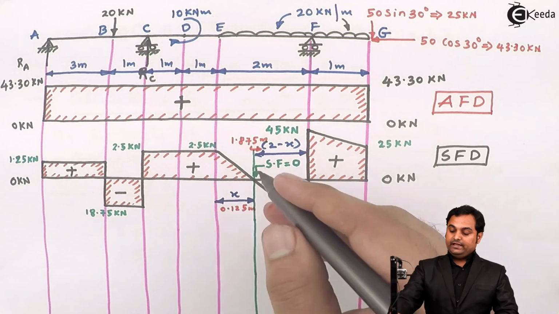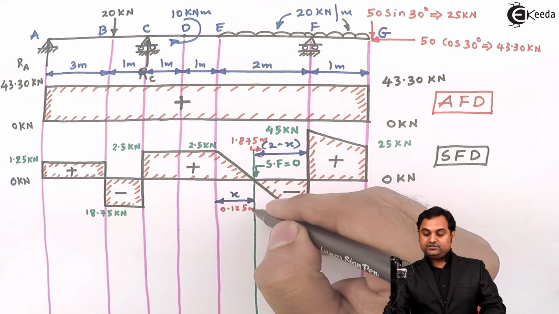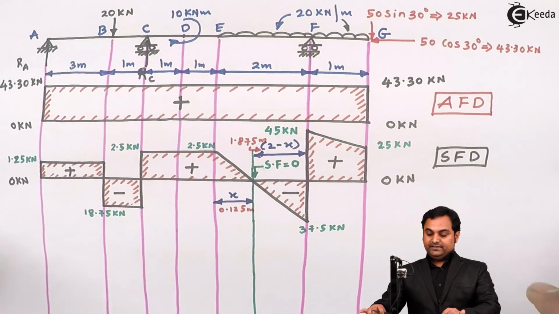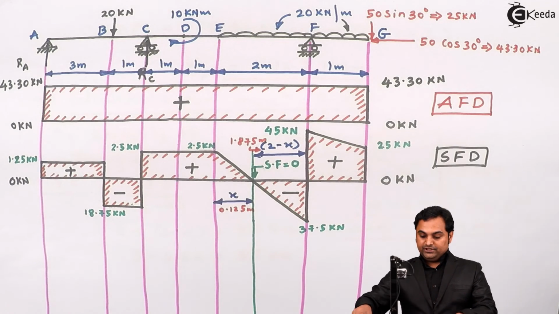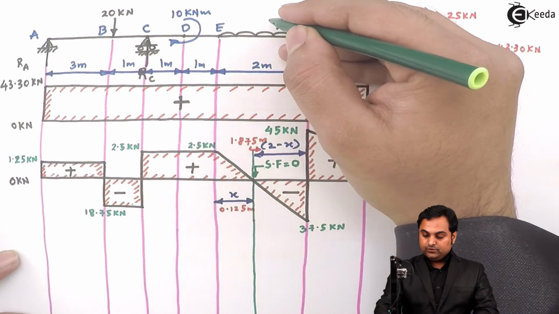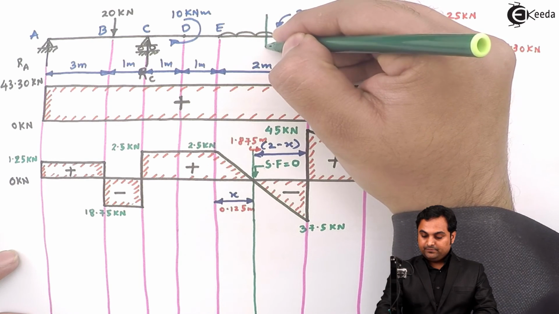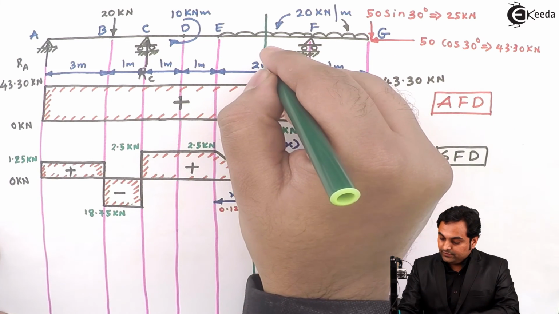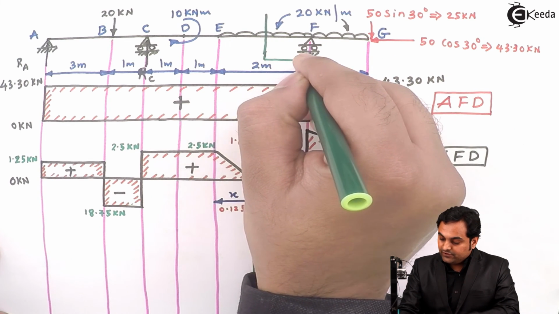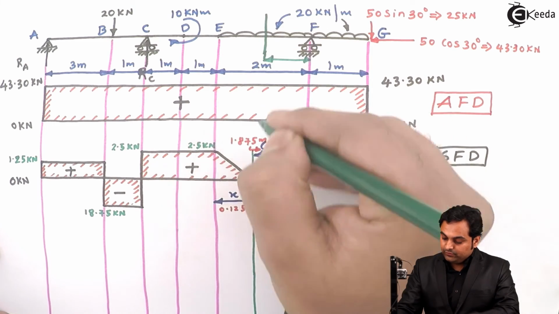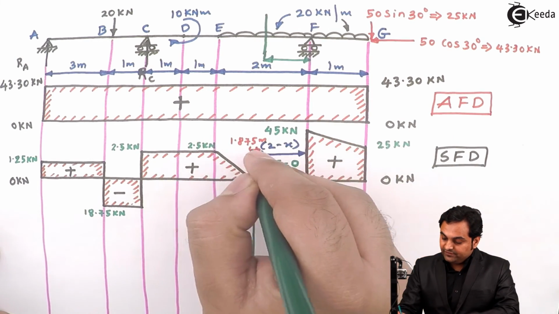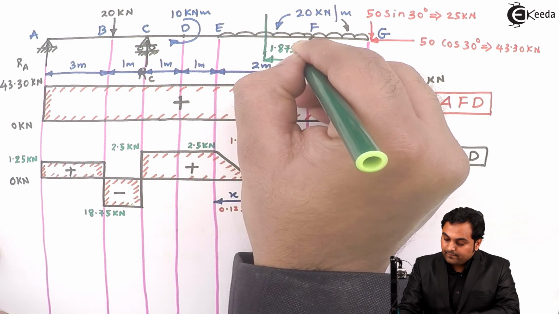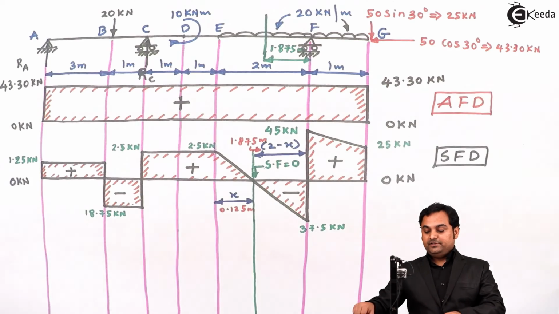Now I will have to calculate the maximum bending moment at this location. So therefore, for that case, I'll project the same distance onto this diagram, that is the beam diagram, and here this distance is with respect to point F, that is this is the location where shear force is 0, 1.875 meter. Here I have to find the value of maximum bending moment.